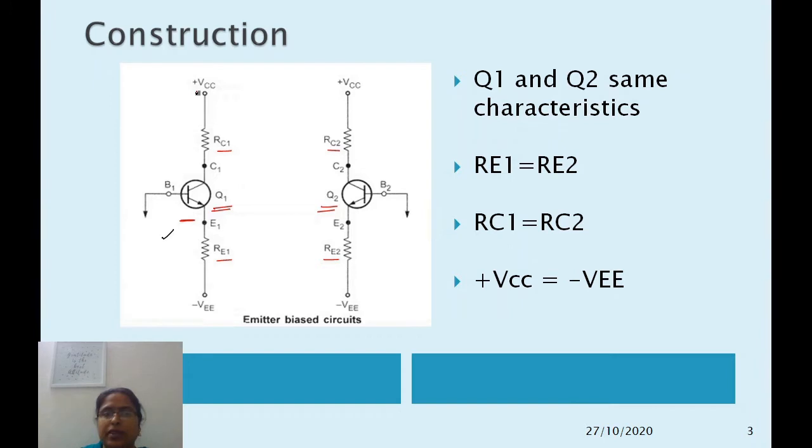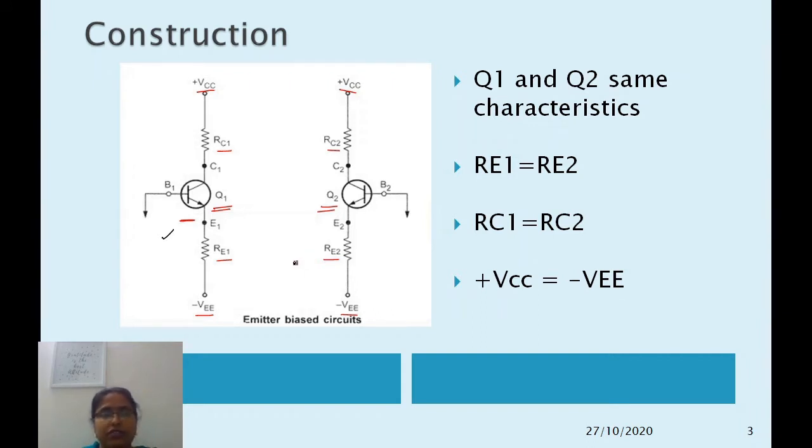Moreover, the DC supply plus VCC is equal in both circuits, and the negative supply minus VE is also equal. So we are taking two almost identical emitter bias circuits. The resistances are the same, the batteries are the same, and for proper amplification, utmost care must be taken that the beta and alpha and the other characteristics of these two transistors are very similar, that is, matched.